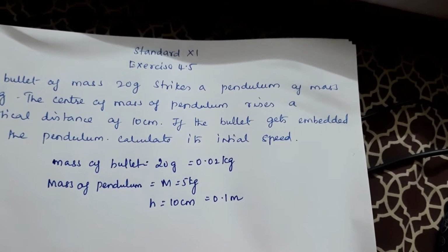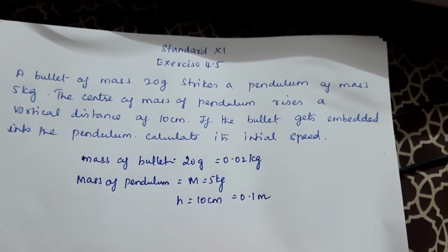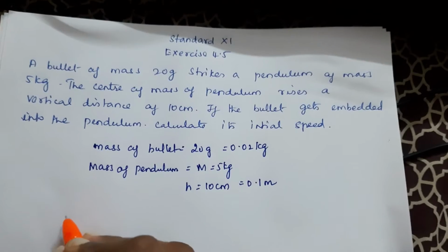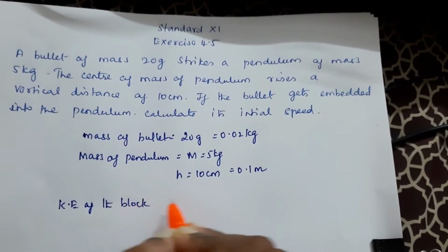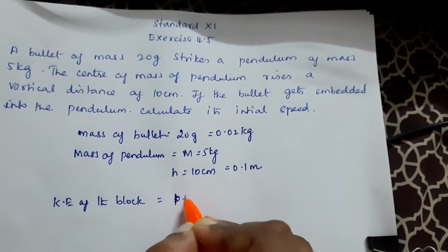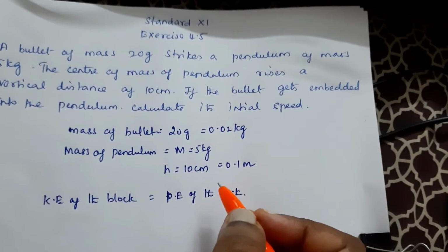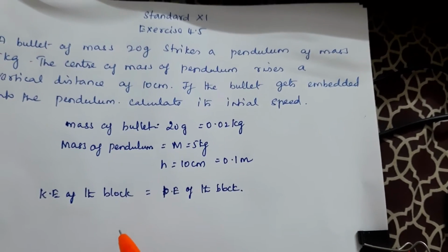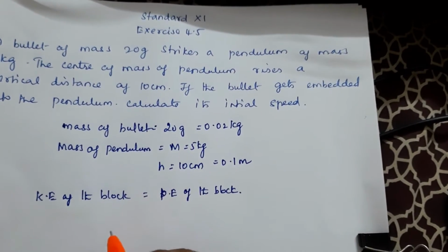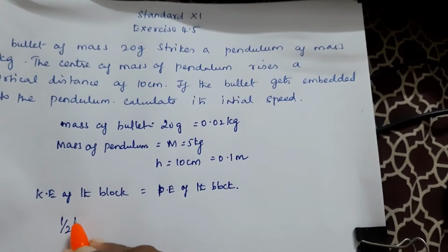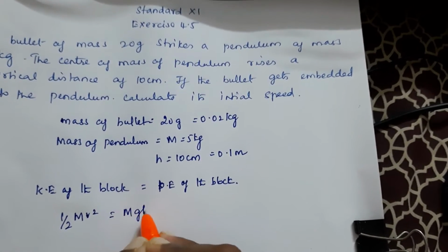So here the law of conservation of energy is applied. So we can write kinetic energy of the block is equal to potential energy of the block. That is, block is the pendulum of mass 5 kg. So here what is the kinetic energy? Half m v square is equal to mgh.